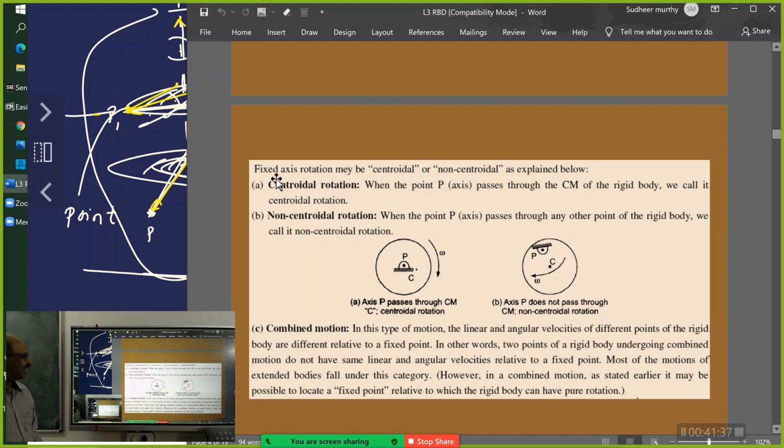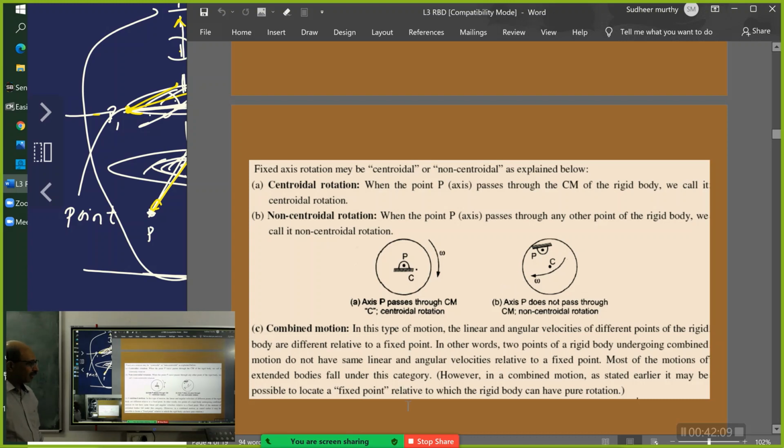Fixed axis rotation may be centroidal or non-centroidal. If you take this disc and this is the center of mass, and it is rotating, then it is called centroidal rotation, where P is the axis passing through the center of mass of the rigid body. Non-centroidal rotation is when point P passes through any other point of the rigid body. You can see this diagram is very clear.